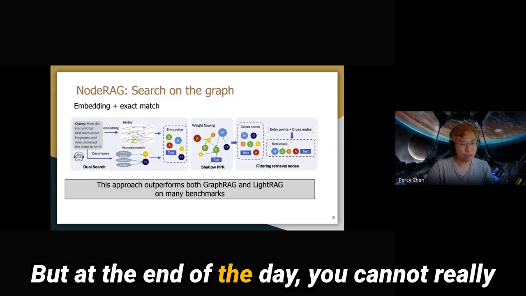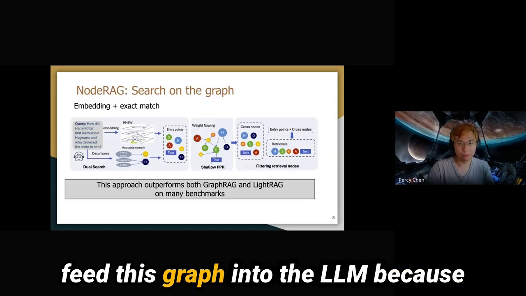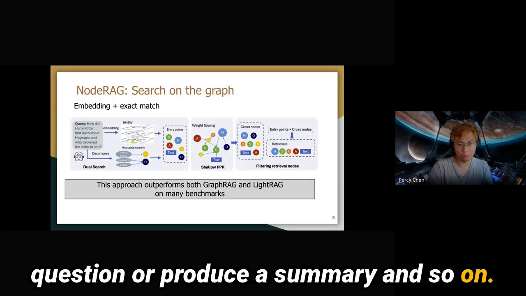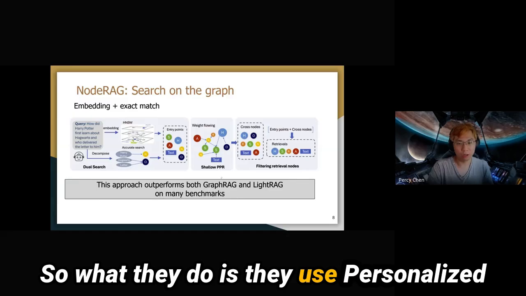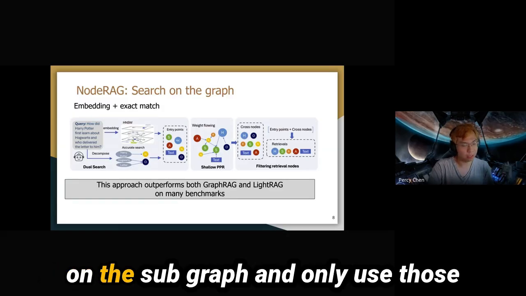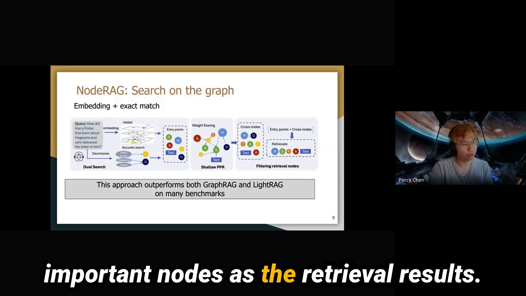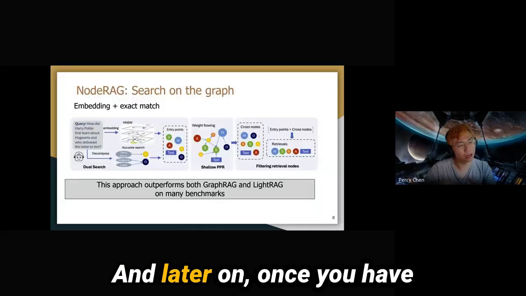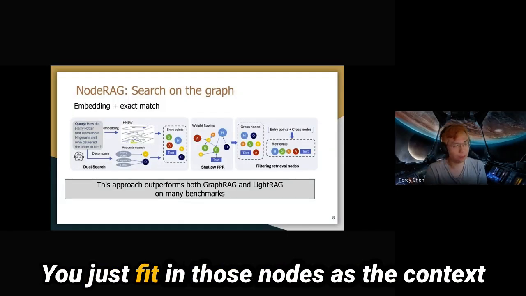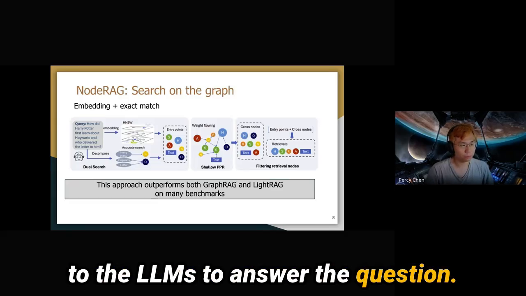But at the end of the day, you cannot really feed this graph into the LLM because for this query, you want to answer a question or produce a summary and so on. So what they do is they use personalized PageRank, trying to find the important nodes on the subgraph and only use those important nodes as the retrieval results. And later on, once you have all those nodes that you have extracted, the rest will be easy. You just feed in those nodes as the context to the LLMs to answer the question.